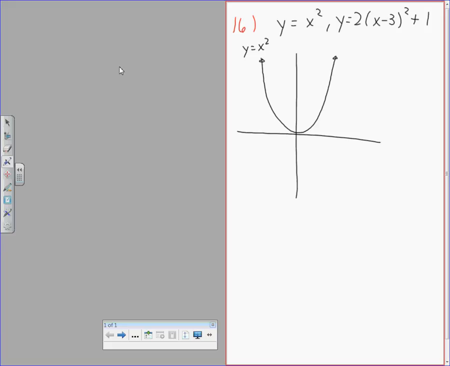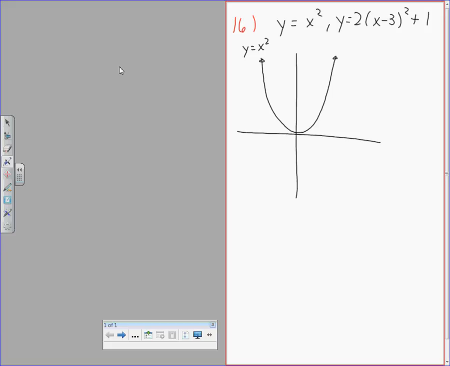What is a vertex? Look at this. It's the parabola. What does the -3 mean inside the bracket? X minus 3. Matt, go ahead. 3 to the right. Okay, so the x coordinate of the vertex is going to be 3. What does the +1 mean? It's going to go 1 up, okay?